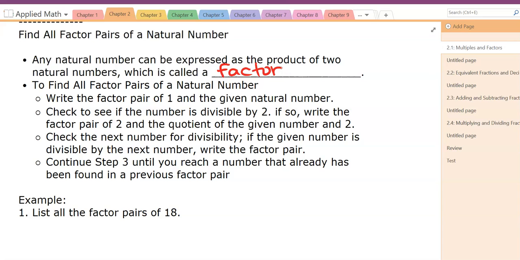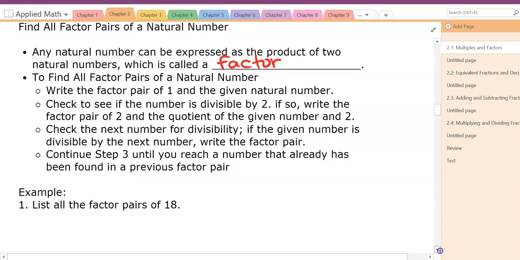In order to write out your factor pairs, you look at the number that they're giving you, and then you want to start taking it divided by 1, and then divide by 2, divide by 3, and do as many as you can. And then once you hit one that repeats something that you already had in your list, you're done. You don't have to keep going, because then you've gotten them all written out. So let me show you what that looks like.